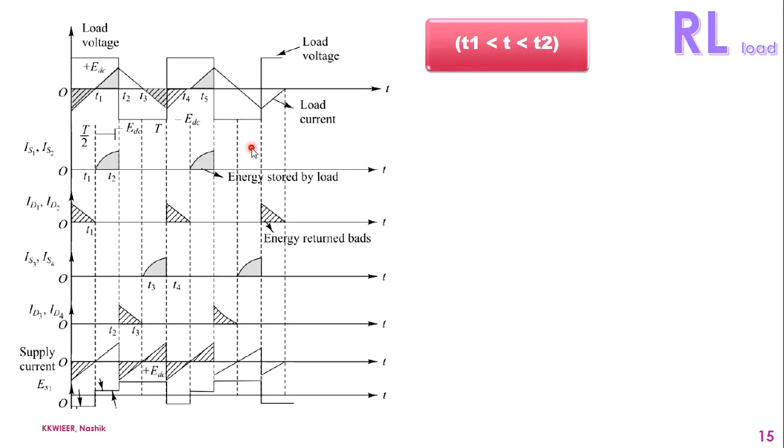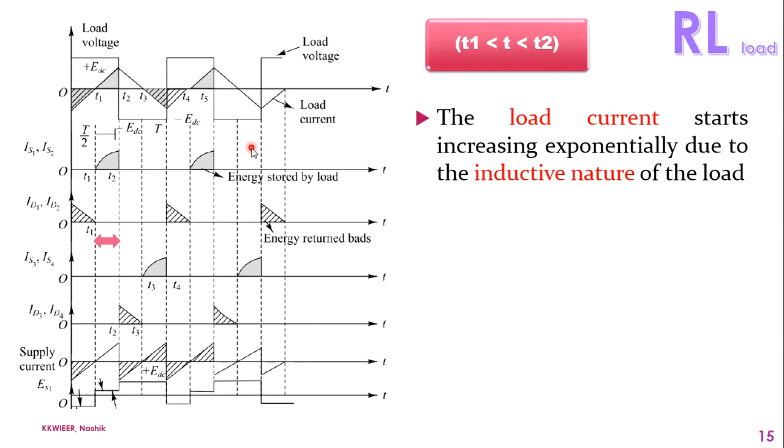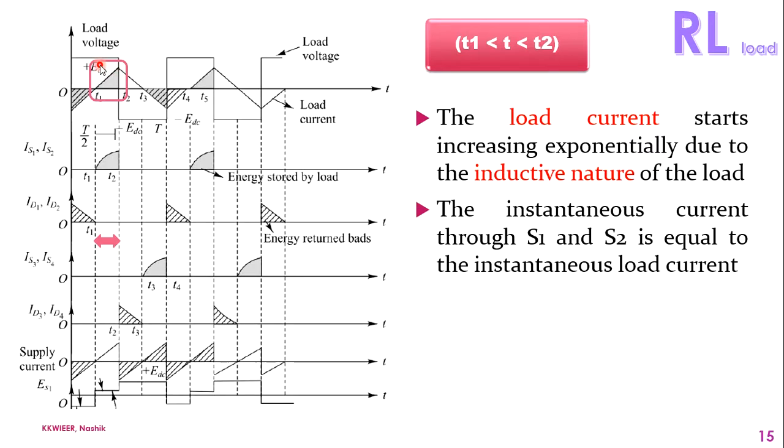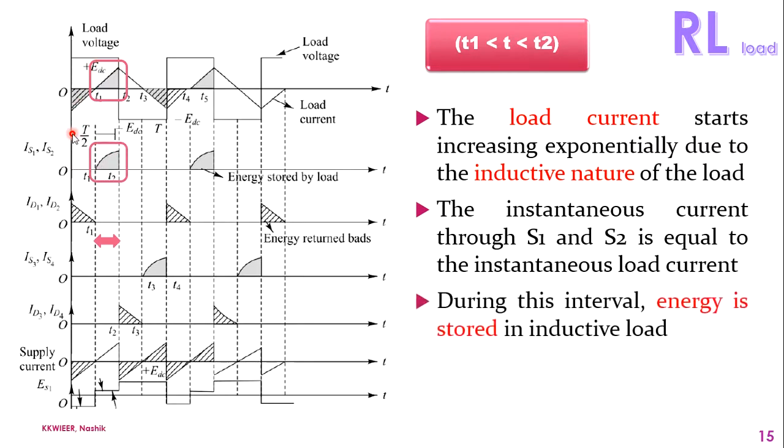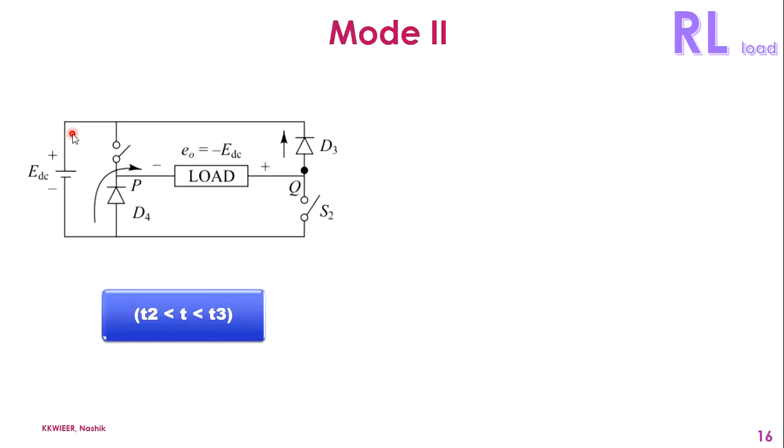Now we will see the waveforms in this T1 to T2 mode. So the load current starts increasing exponentially due to the inductive nature of the load. Here it is shown. This triangular waveform is for the load current, and the square waveform is for the load voltage. Instantaneous current through S1 and S2 is equal to the instantaneous load current. During this interval, energy is stored in the inductive load.